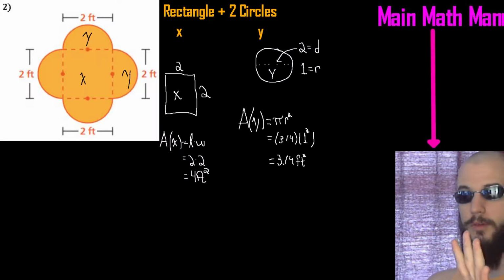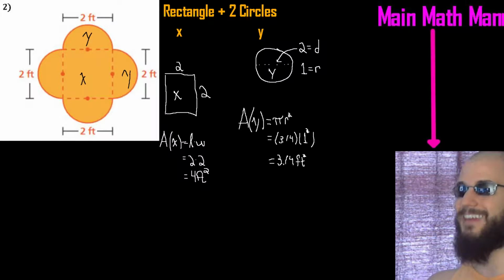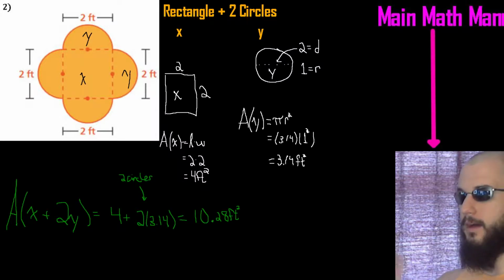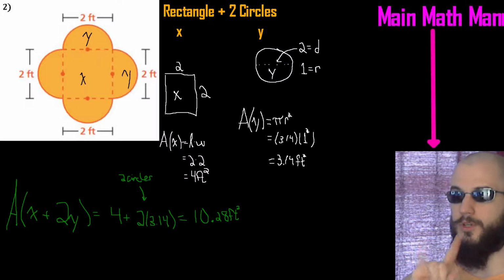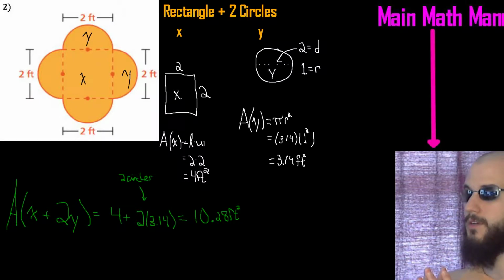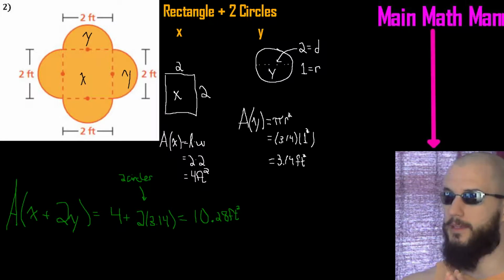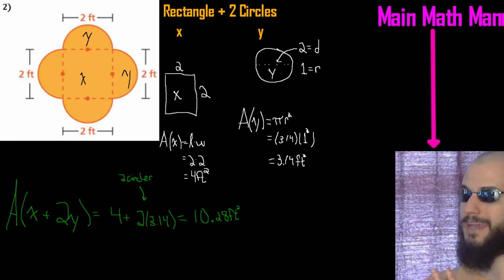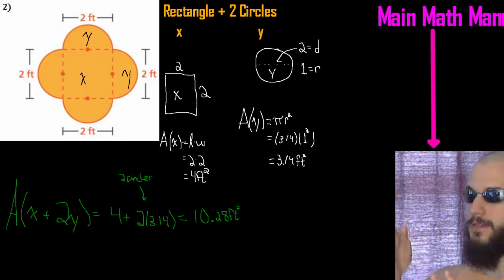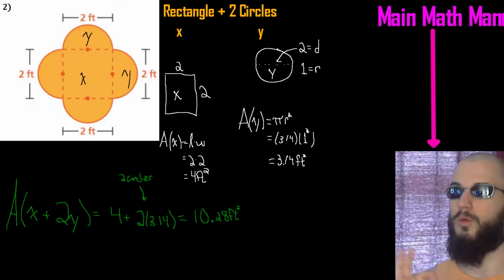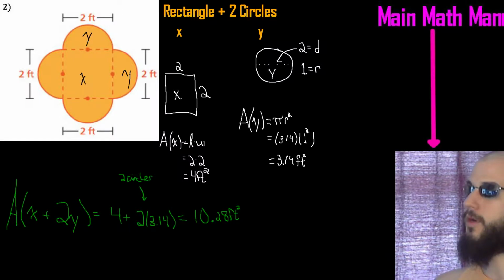So don't forget, we have two circles. So when we get the sum of all of them, make sure that you are including those two circles. So we have the area of X plus 2Y, because we have two circles. So it's going to be 4 plus 2 times 3.14, which is 10.28 feet squared. Usually you have to round to the nearest hundredth, but since it already has stopped at said column, we're good.